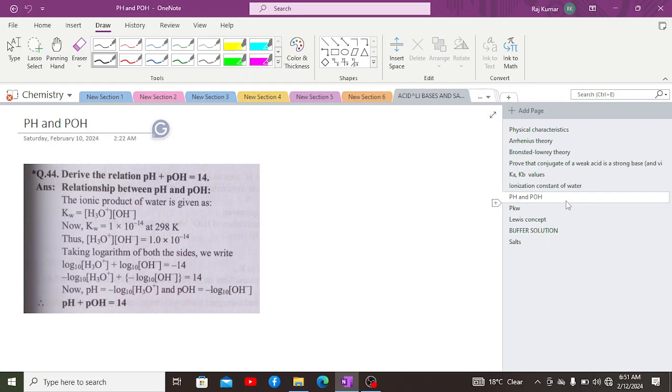If we talk about it practically, pH can be defined as the negative logarithm of the concentration of hydrogen ions. pOH can be defined as the negative logarithm of the concentration of OH ions in the solution.